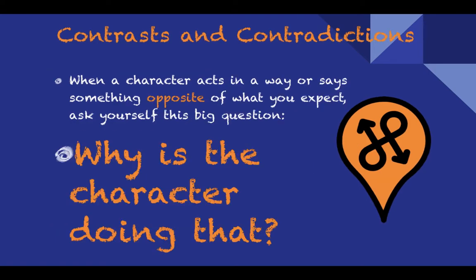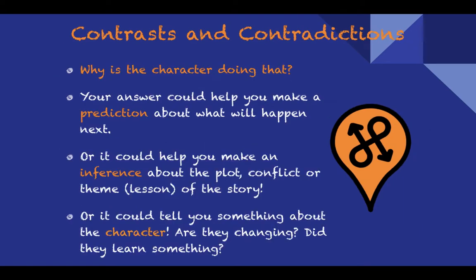So when a character acts in a way or says something opposite of what you expect, ask yourself this big question. Why is the character doing that? Well, your answer could help you make a prediction about what will happen next. Or it could help you make an inference about the plot, conflict, or theme, or the lesson of the story. Or it could just simply be telling you something more about the character. Are they changing? Did they learn something new?